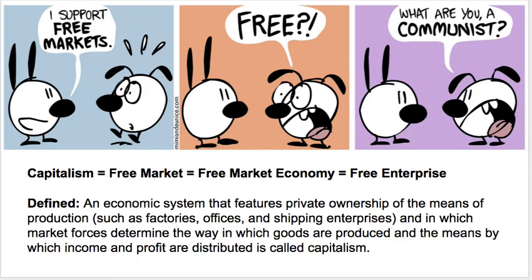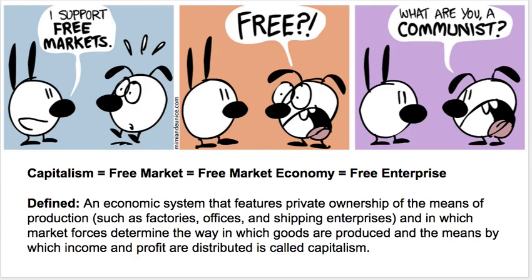So as you can see with this first slide, capitalism, free market economy, free enterprise, same. So an economic system that features private ownership. So private ownership just means you, me, groups of people, and they have the means of production, so they can own the factories, offices, shipping enterprise, and the market forces determine the way in which goods are produced and how the income and profit are distributed. All of that together is capitalism.